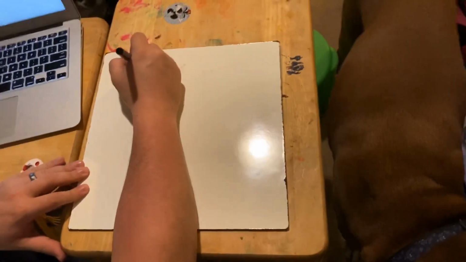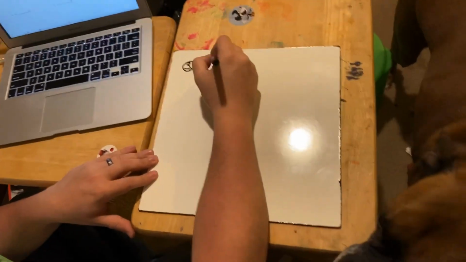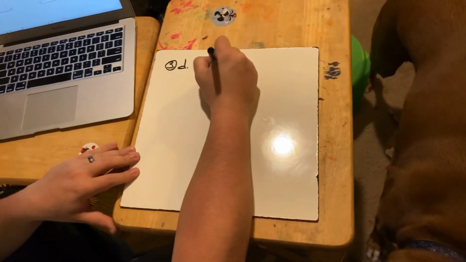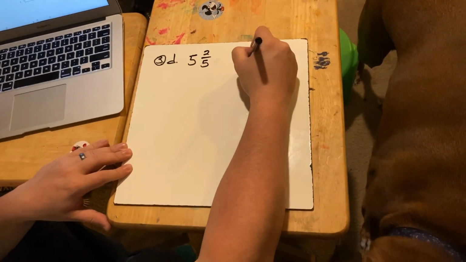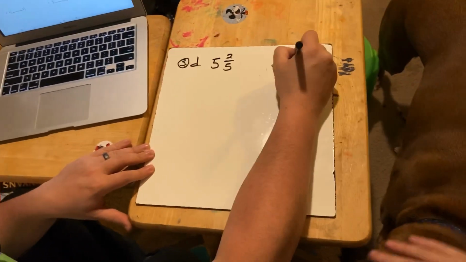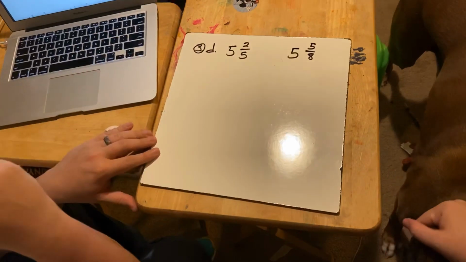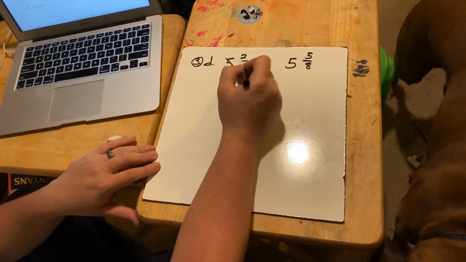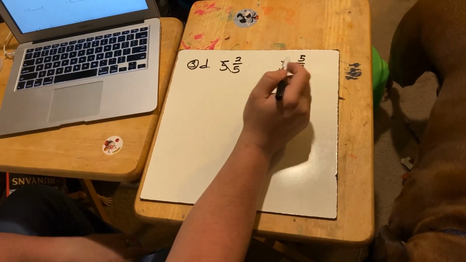Let's look at D. D says 5 2/5 and 5 5/8. Well, they both have 5s there, so I really don't even have to pay attention to these things. Now I'm just looking at these two fractions.